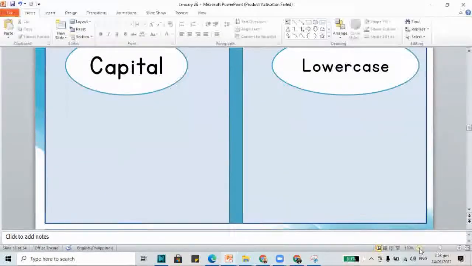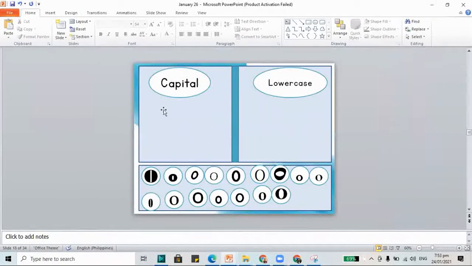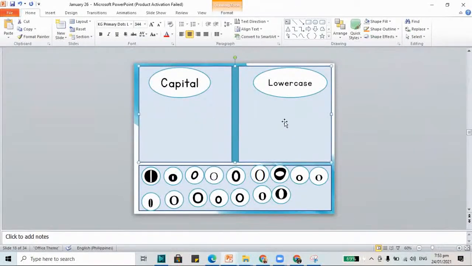How about you look here? We have to sort all our letter O's. We have capital O in this box and lowercase o in the other box. Is this capital letter O? Yes, this is capital O. This one, it's lowercase letter o. This one also is another lowercase o.